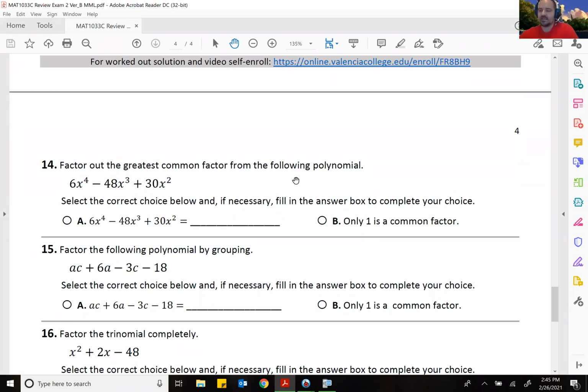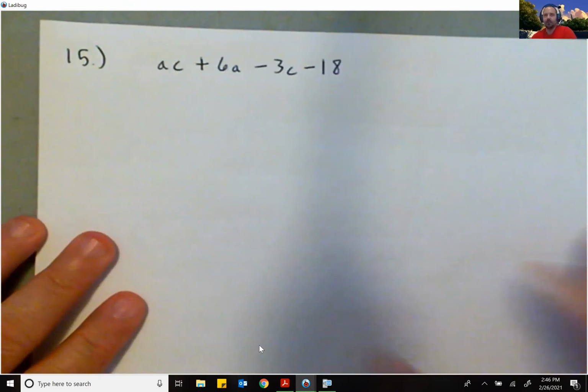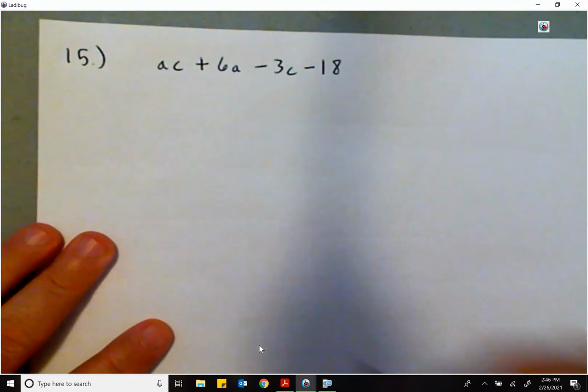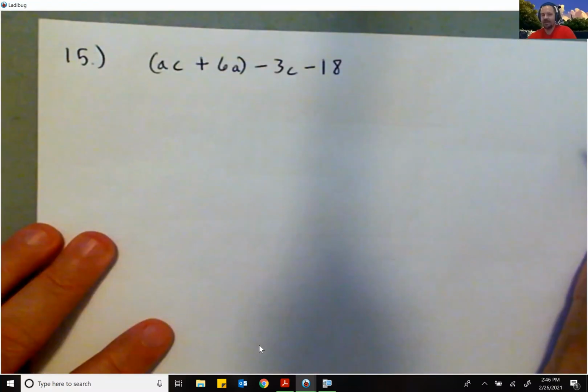So number 15 is all about factoring by grouping. We got this AC plus 6A minus 3C minus 18. So remember with factoring by grouping, there are 3 steps. The first step is an easy one. What do you do? You put parentheses around the first 2 terms and the last 2 terms. There's step 1.